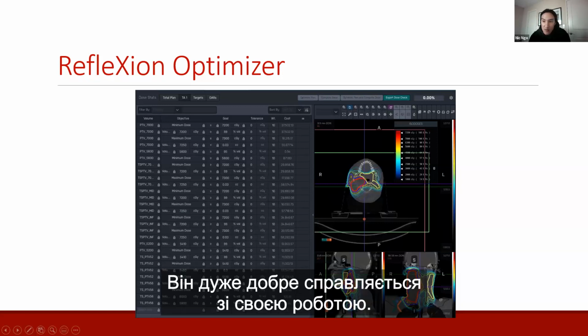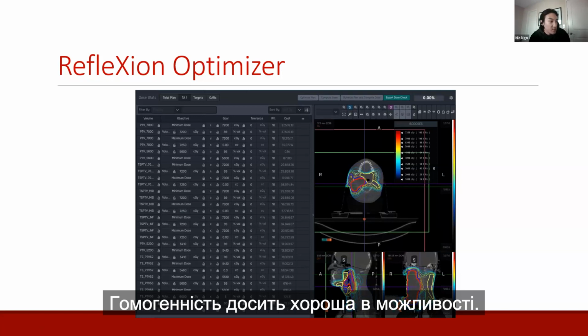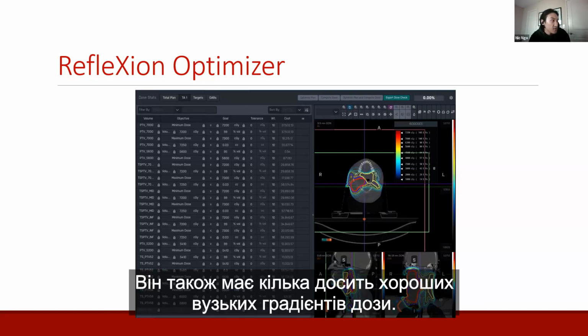And here's a Reflection optimizer. It does a pretty good job. Sometimes we come up with an even better plan. Homogeneity is pretty good. It also has some pretty good tight dose gradients.